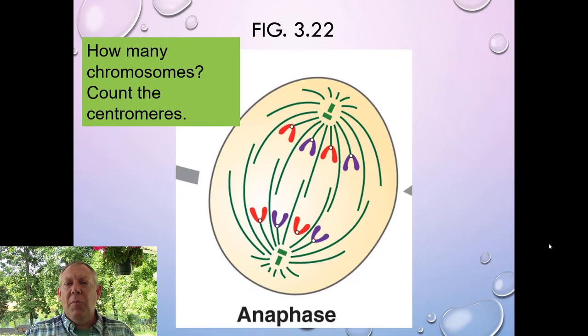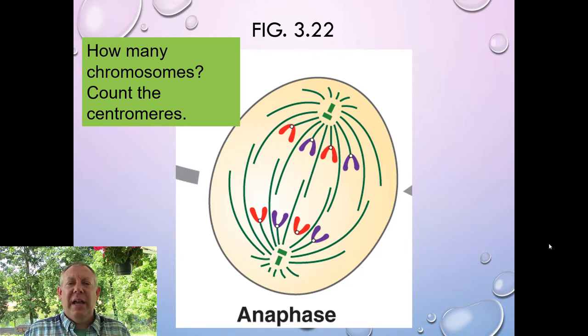You can see how each of those chromosomes is now being pulled by the centromere to either end of the cell. Okay? And so again, how many chromosomes? Count the centromeres. In this example, now we have 8 chromosomes because each of those chromosomes has been pulled apart. So technically, for a split second of mitosis, this cell is polyploid. It's got twice as many chromosomes as it normally does. That's actually kind of a cool fact, and it's something we'll talk about later.